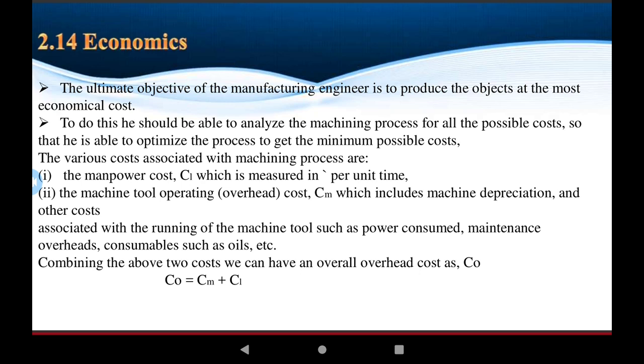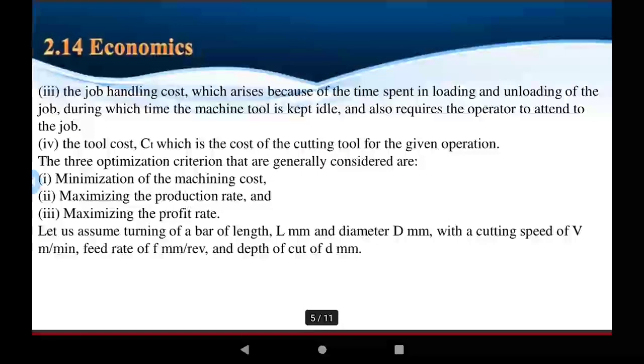CM is the machining cost and C1 is the manpower cost. This is C not equal to overhead power for the CM plus C1. Okay, this is a question for the measurement, other application in the other part.